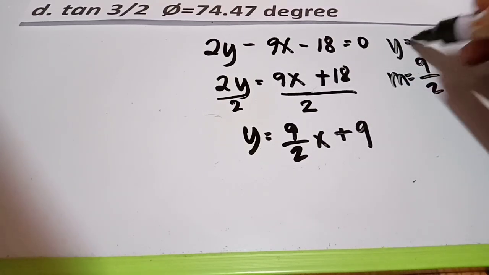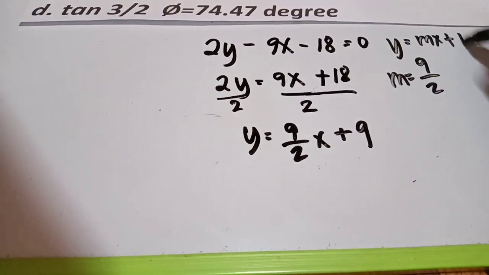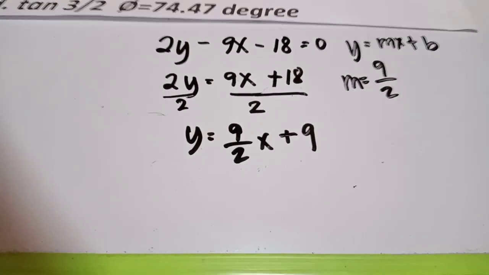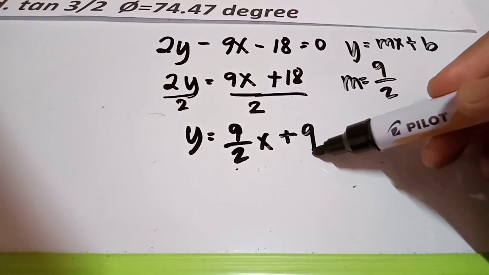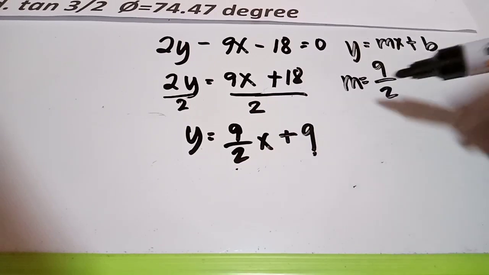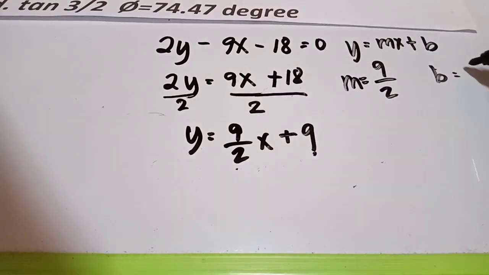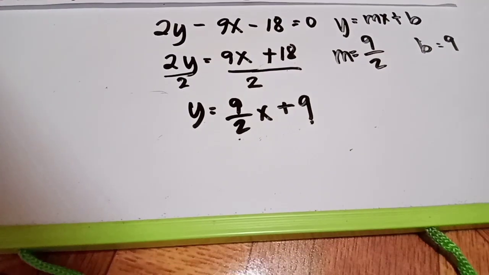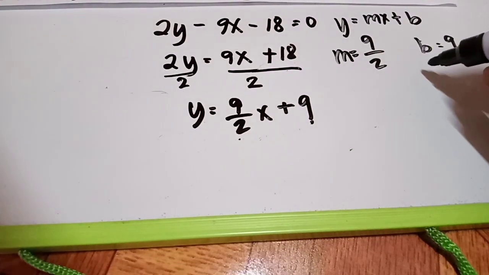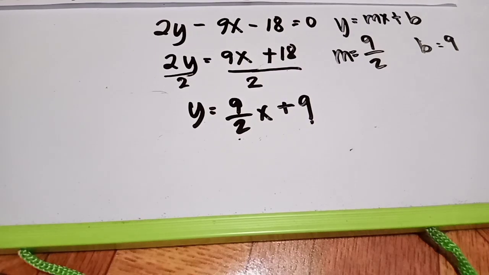So y equals mx plus b. Guys, take note, this is our m, and this is our b, the y-intercept, which is 9. So b is 9. And then what will be the tangent? Let's try to graph this one.